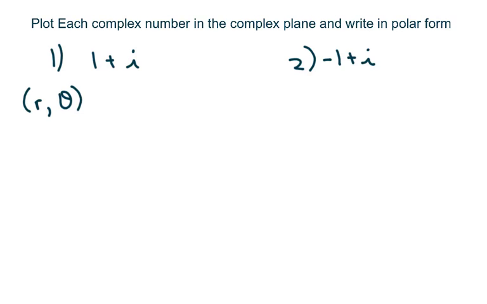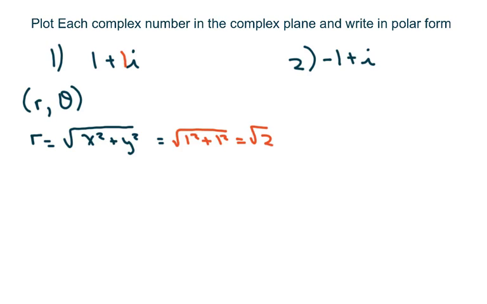We know that r equals the square root of x squared plus y squared. So in this case, this would be the square root of 1 squared plus 1 squared, which equals the square root of 2. Remember, r is the distance from the pole to the end, so it's like the radius or the amplitude.